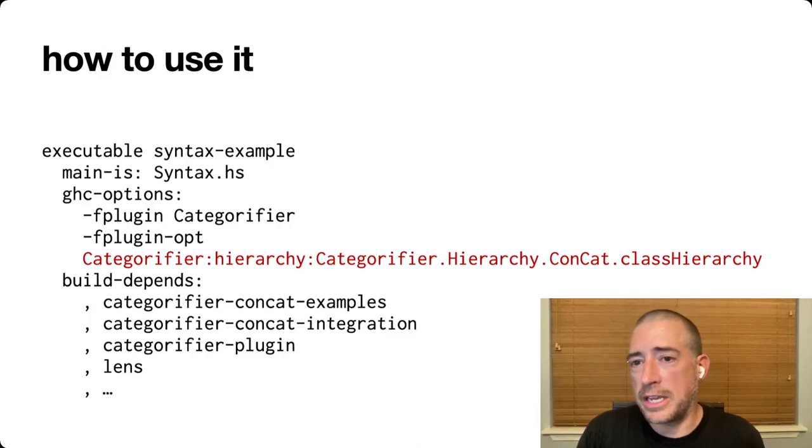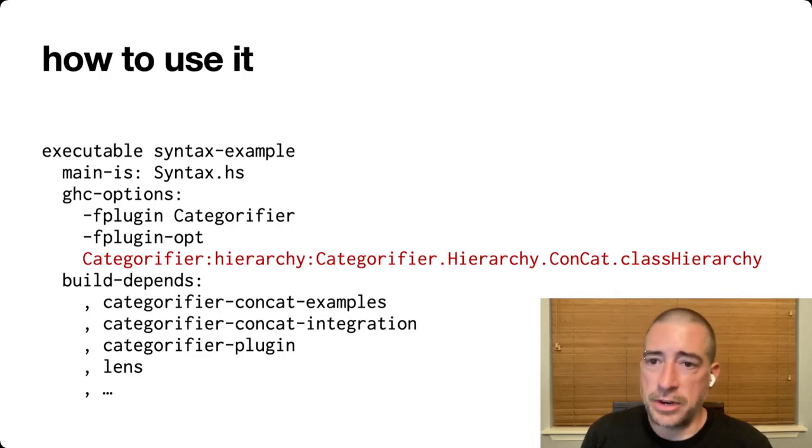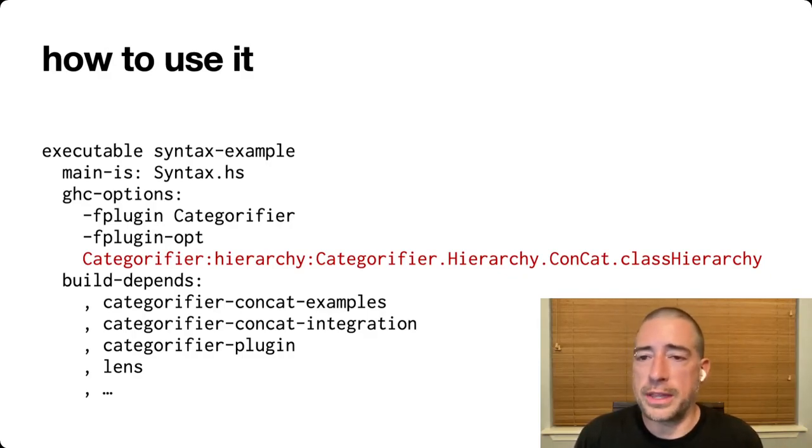So here, hierarchy is the next component. That tells the plugin that this is going to be a value setting the hierarchy to use. And then we provide the fully qualified Haskell identifier for that hierarchy as the argument. And again, we have to add the dependency here, categorifier-concat-integration. That is the integration that lets us use concat with our plugin. And that provides that type class hierarchy that says this is how we use concat classes with categorifier. And we, of course, also add the dependency on concat-examples in order to get syntactic in scope.